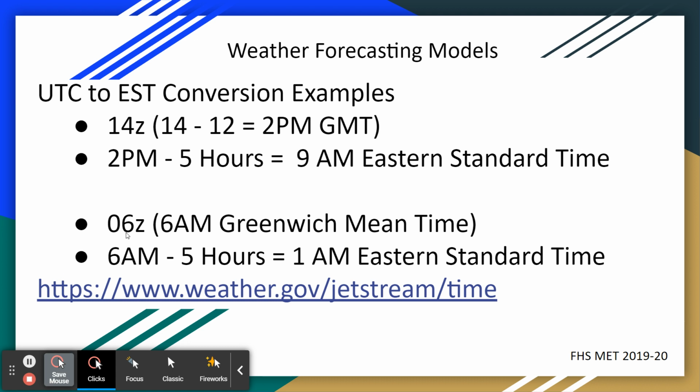Another example here, 6Z. Anything from 0Z up to 11Z is just that time in a.m. time. So 6Z is 6 a.m., but it's 6 a.m. at the prime meridian. We've got to subtract 5 hours from that. So 6 a.m. minus 5 hours, 6 minus 5 would give us 1 a.m. Eastern Standard Time.